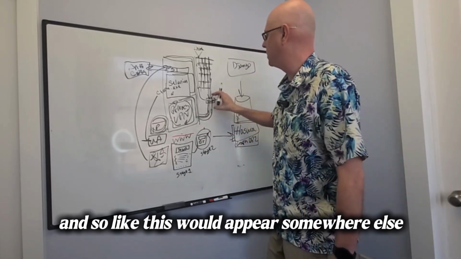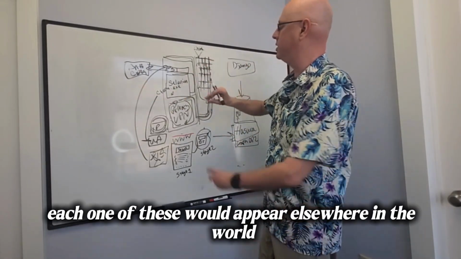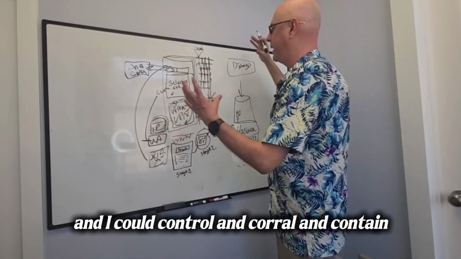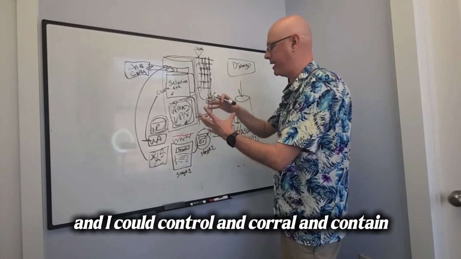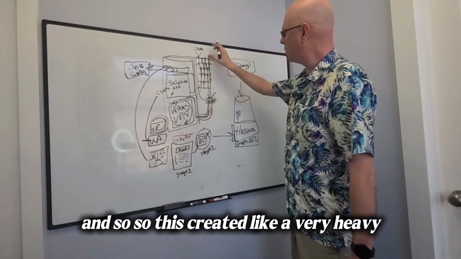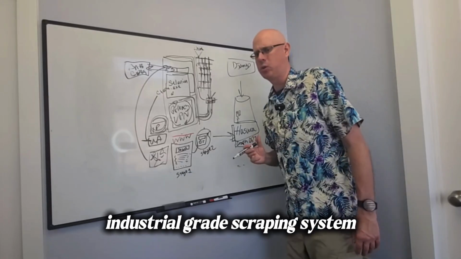And so this would appear somewhere else. Each one of these would appear elsewhere in the world or the country or whatever. And I could control and corral and contain exactly how I wanted them to move. And so this created a very heavy industrial grade scraping system.